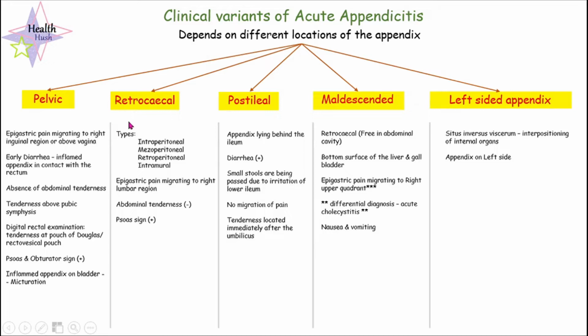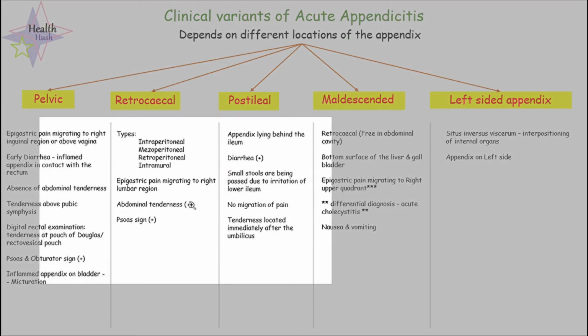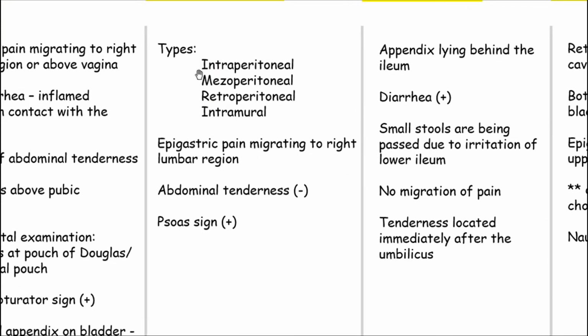And next we have the retrocecal type. The retrocecal type has 4 subtypes: intraperitoneal, mesoperitoneal, retroperitoneal, and intramural. Intraperitoneal basically means that the appendix is still located behind the cecum, but it is present inside the peritoneal cavity.